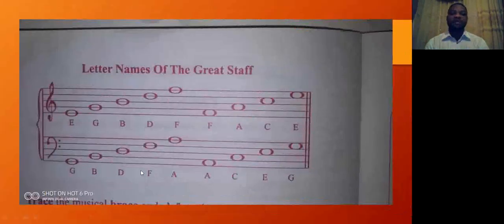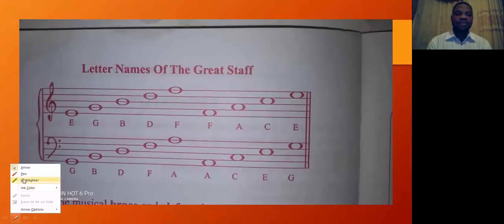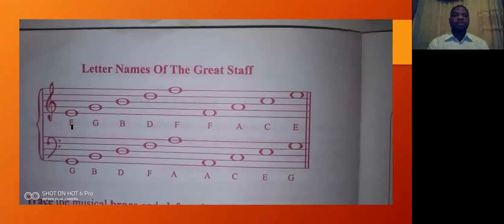Now the next one. Look at the letter names of lines and spaces of the great staff. Look at the treble staff separately, it has the lines named as E, G, B, D, F. And I've taught you before using an acronym: Every Good Boy Deserves Food. The first line is E, second line is G, the third line is B, the fourth line is D, while the fifth line is F.